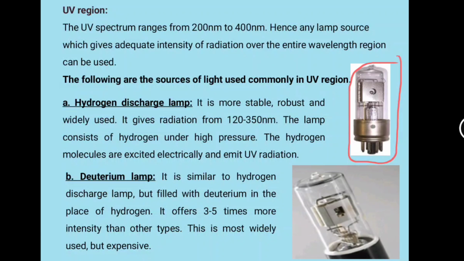Deuterium lamp. It is similar to the hydrogen discharge lamp but filled with deuterium in place of hydrogen. It offers 3 to 5 times more intensity than other types of sources. This is the most widely used in UV spectroscopy, but it is expensive. You can see the diagram here.